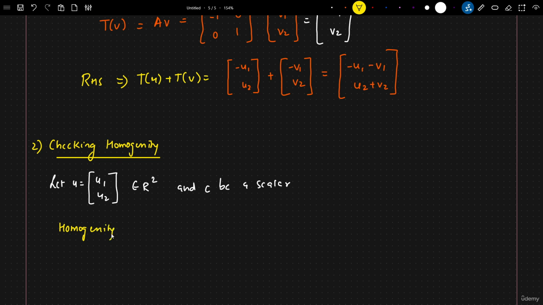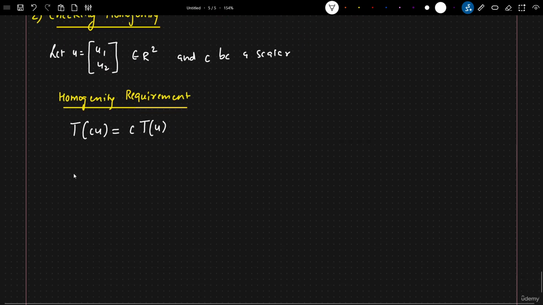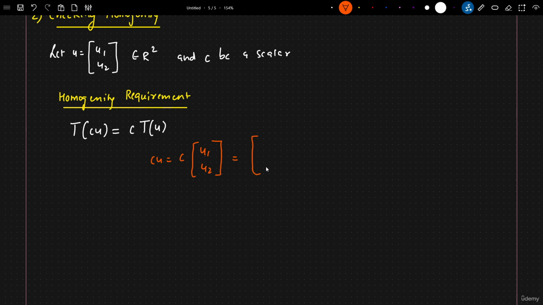Now, homogeneity requirement says that a transformation of c times u should be equal to c, the scalar value, multiplied by transformation of u. We will now try to prove whether this is true or not. First of all, we will calculate c times u. c is a scalar, so I will multiply this, and it will become cu1, cu2.